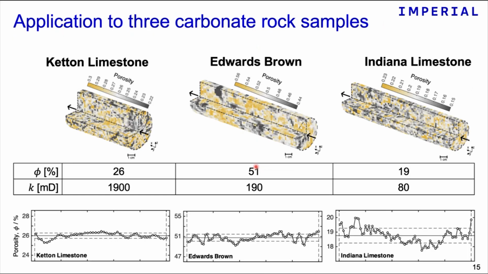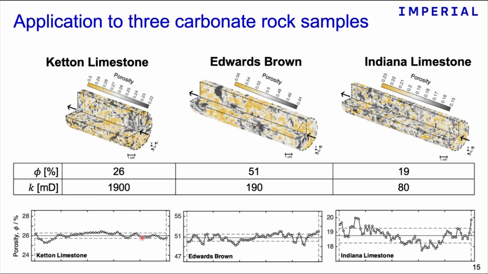So we apply this method to 3 rock samples that are characterized by different heterogeneous features and also very different properties when it comes to porosity or permeability. You see here the 3 rocks: Ketton limestone, Edwards Brown, another carbonate, and Indiana limestones. You see they have fairly different porosity values, but also very different permeabilities. So we were really interested to also understand the generality of the method.